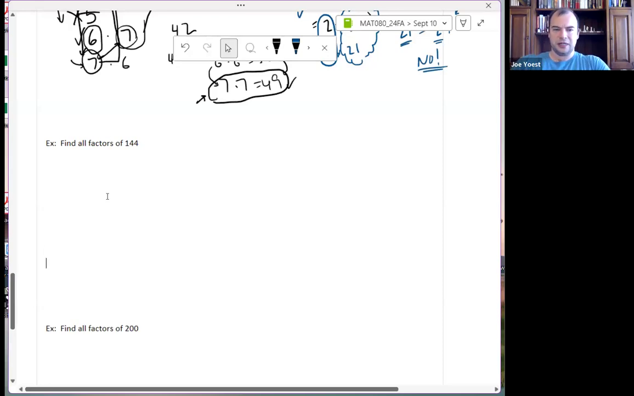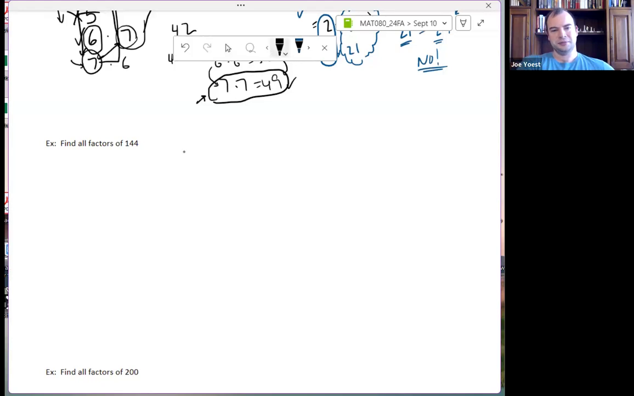So let's look at a more challenging one here. Find all factors of 144. We can start with 1 times 144 equals 144. Is 144 divisible by 2? Does it end in a 0, 2, 4, 6, 8? Yes, it does.